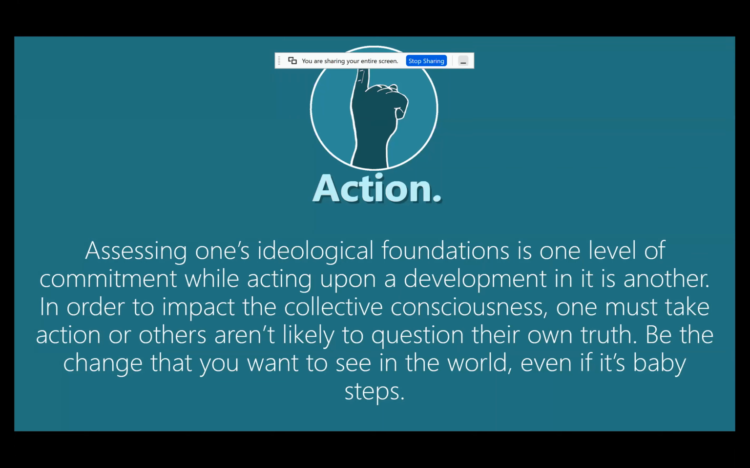And assessing one's ideological foundations is one level of commitment, while acting upon a development in it is another. In order to impact the collective consciousness, one must take action, or others aren't likely to question their own truth. It's a chain reaction. If someone is going to take action, others will be inspired to do so. And especially when it comes to algorithms, if they're to put that on their media, then that's just going to spread and be the change that you want to see in the world, even if it's baby steps.